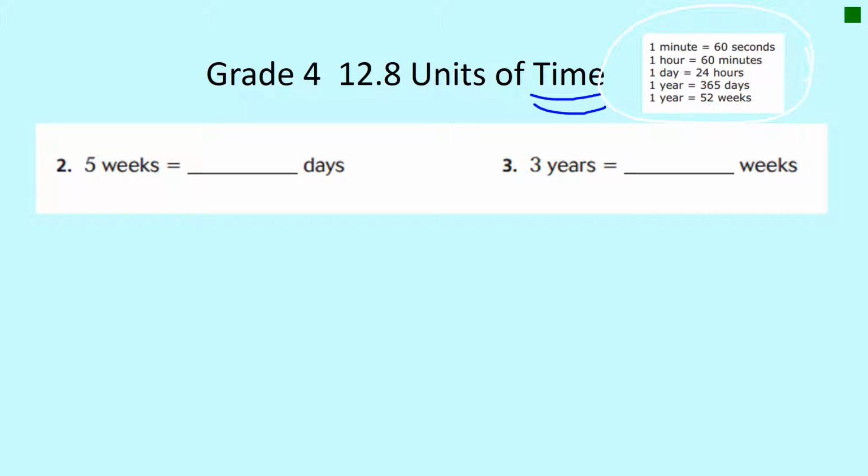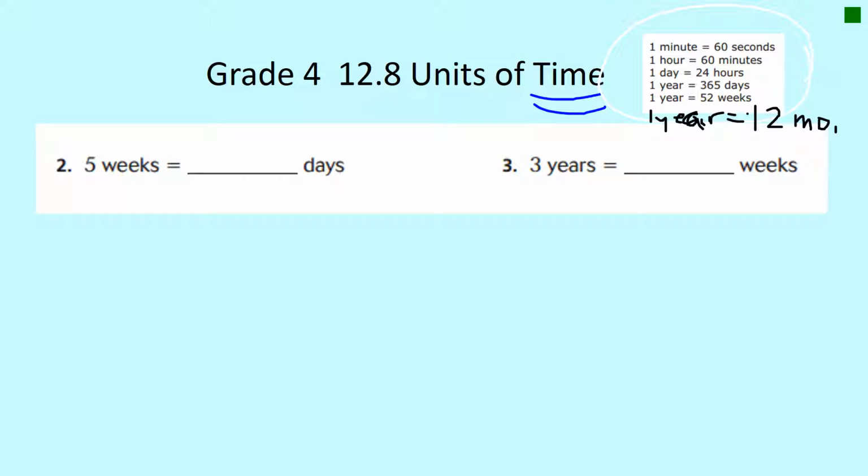So it says 1 minute equals 60 seconds, 1 hour equals 60 minutes, 1 day equals 24 hours, 1 year equals 365 days, and 1 year equals 52 weeks. There's one that they leave off of here. It's 1 year. Can you think of what it is? 1 year equals, they didn't put how many months a year is. 1 year is 12 months. I'm going to put MO for months. Okay, so 1 year is also 12 months. Just throwing that out there.